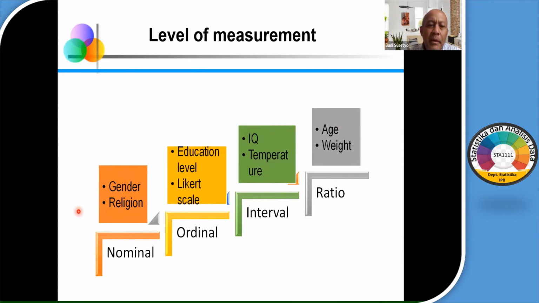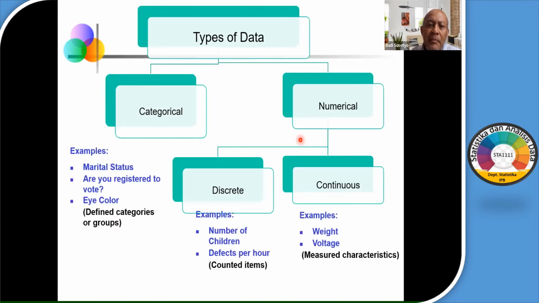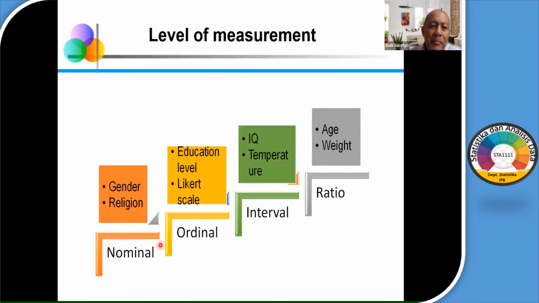So you have to understand why gender is nominal, why education level is ordinal. There are different characteristics between the 4 types of measurement scale. Look at this. If nominal, you can just classify female or male. Religion, for example, is Islam, Christ, Buddha, Catholic. But from this, you cannot say this is better than the other.